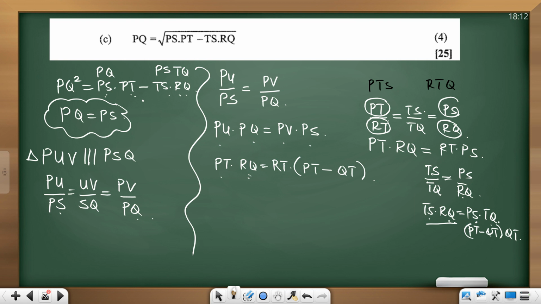All right. Okay. Do you notice PS is common here? If I factorize PS, what would I get? PS, what would I have? PT minus RQ. No, minus. Do you see what I'm doing? I said this and this are equal, right? Now there's PS. Let's factorize PS out. What do I have? PT minus TQ. Aha.